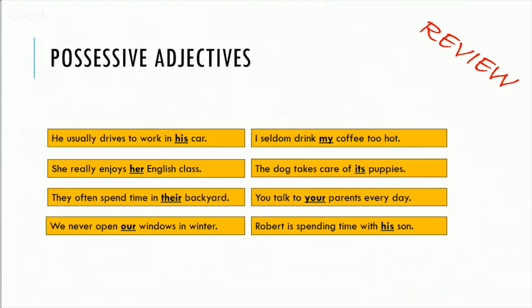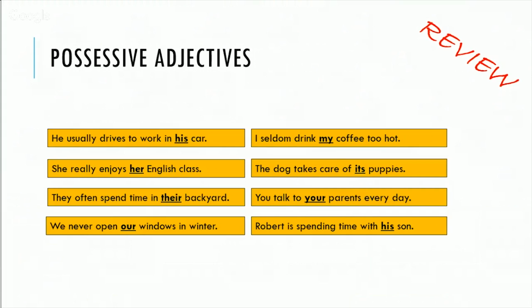So here in the next page, we see 8 more sentences. He usually drives to work in his car. The car belongs to him, or to he, which is the subject. She really enjoys her English class. The English class belongs to her, or she, which is the subject. They often spend time in their backyard. The backyard belongs to them, or they, which is the subject.